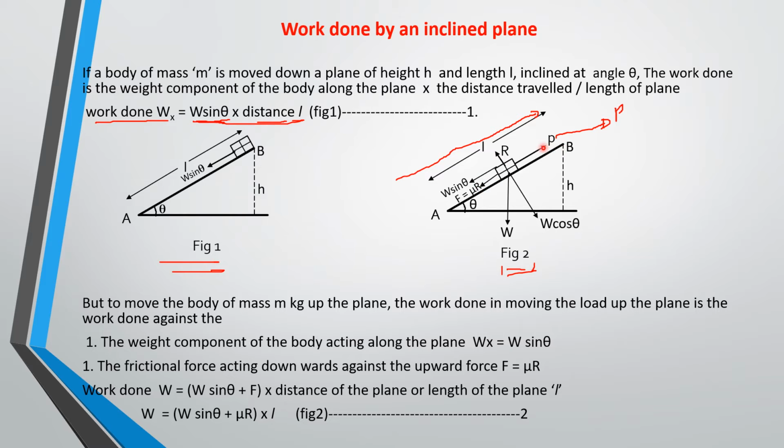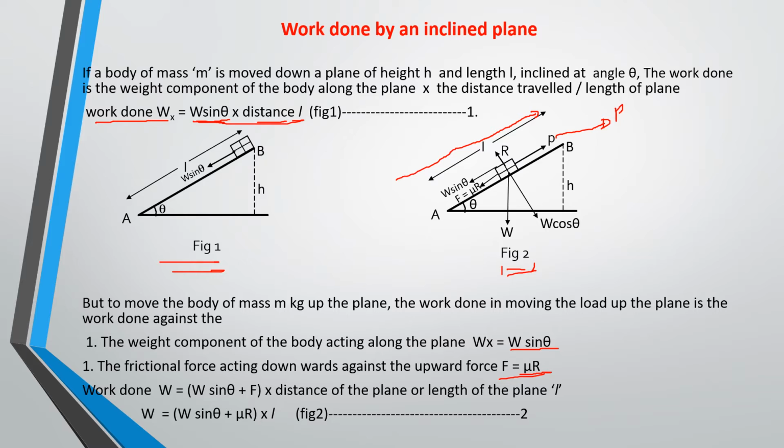So for this force to move this body up this plane, it must overcome this weight component down the plane and the frictional force that is opposing that motion. So we have to overcome these two: the weight component down the plane, which is W sin theta, and the frictional force that is working against the pulling force, which is mu times R.